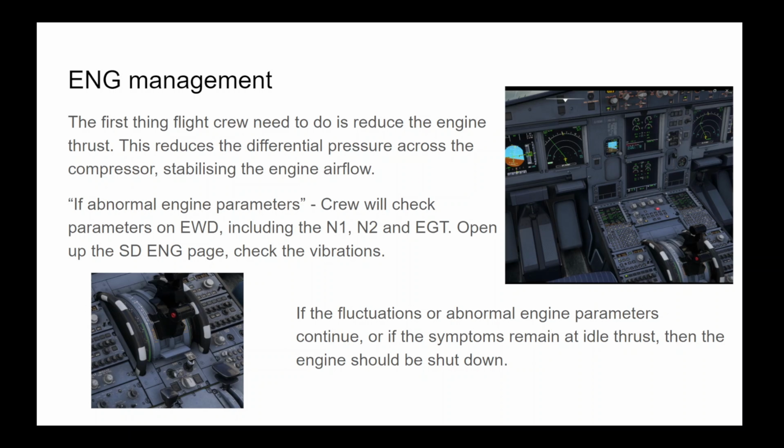Let's have a look at the engine management. The first thing flight crew need to do is reduce the engine thrust. This reduces the differential pressure across the compressor, stabilizing the engine airflow. Where it says, if abnormal engine parameters, here, crew will check parameters on the engine warning display, including the N1, N2 and EGT. Open up the ECAM engine page and check for vibrations. If the fluctuations or abnormal engine parameters continue, or if the symptoms remain at idle thrust, then the engine should be shut down.